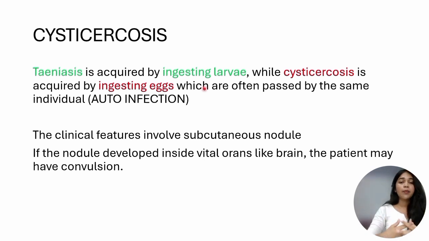We'll see the clinical features, which involve subcutaneous nodule formation. We can see a nodule formed in our subcutaneous tissue, under the dermis. If a nodule develops in a vital organ like the brain, the patient may have convulsions, where body movement is very irregular. That is the same symptom as we studied in the rabies virus.